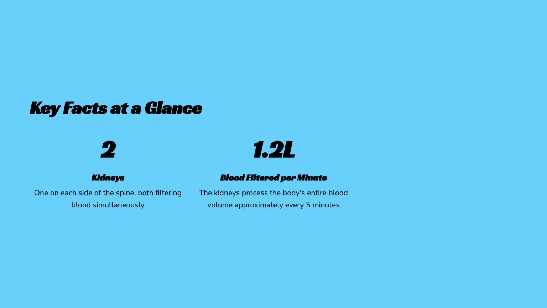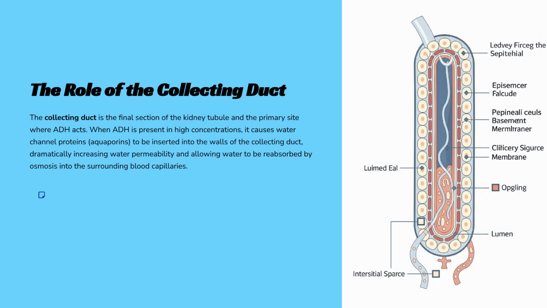There are 2 kidneys, filtering approximately 1.2 liters of blood per minute, and the average urine output is 1 to 2 liters per day adjusted by ADH. The collecting duct is where ADH primarily acts.